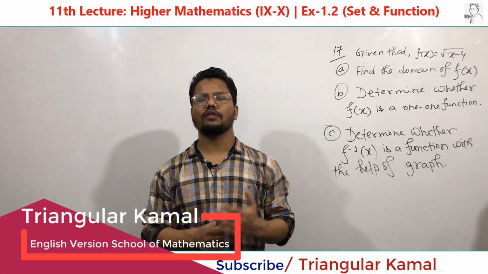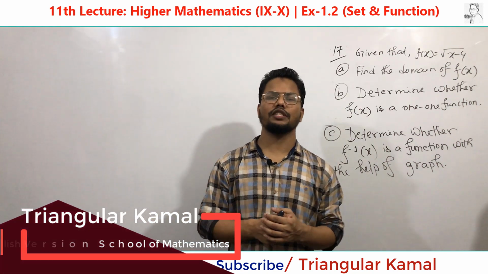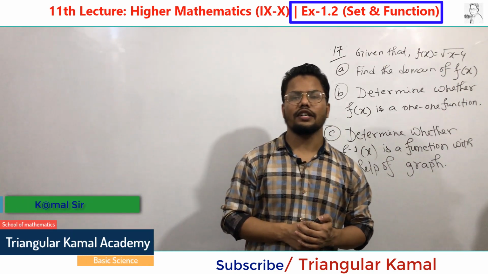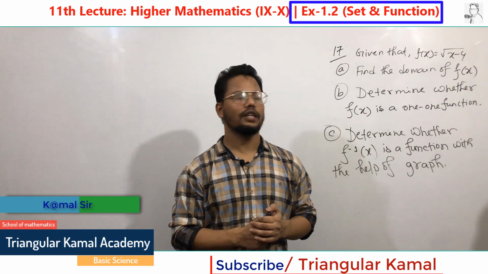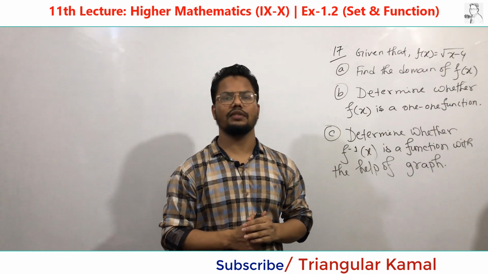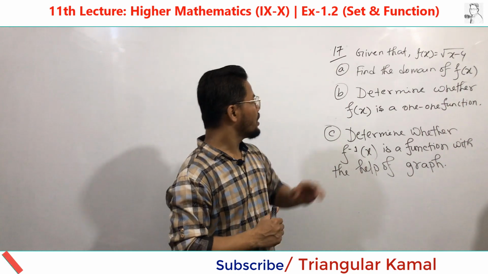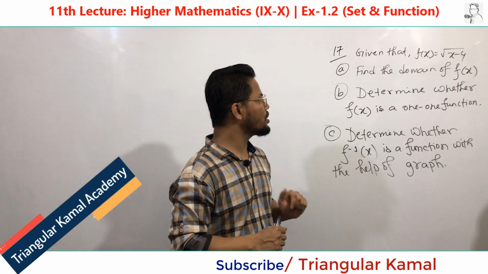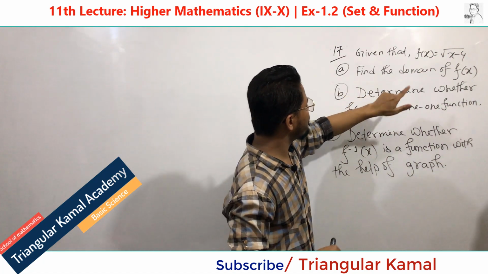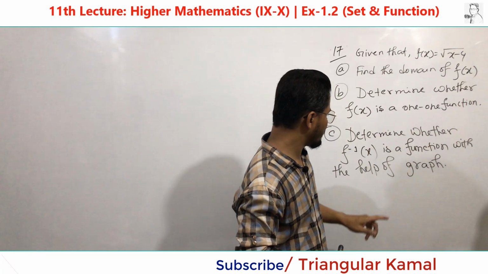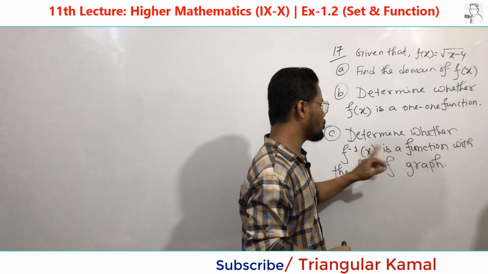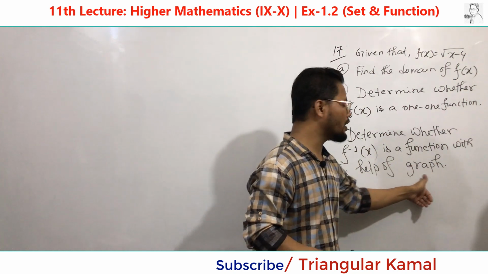Today I am going to discuss one of the most important creative questions for the students of class 9 and 10, which is from Higher Mathematics exercise 1.2, and this is the last question, number 17. In our previous content we have done number 1 to number 16, and this is one of the most important questions, which has three different requirements: find the domain, show it is one-one function, and identify whether the inverse relation will be a function or not with the help of a graph.